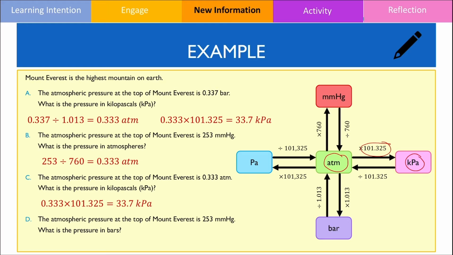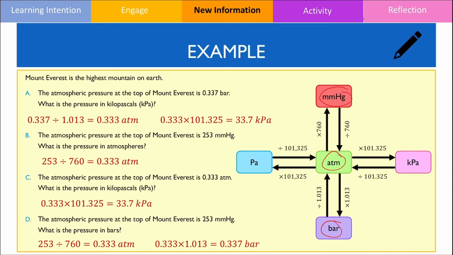And for part D, to convert from millimeters of mercury into bars, we first must convert it into atmospheric pressure by dividing by 760, and then using this answer, we can convert it into bars by multiplying by 1.013, giving us an answer of 0.337 bars.